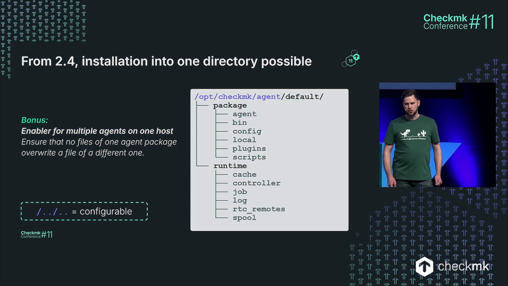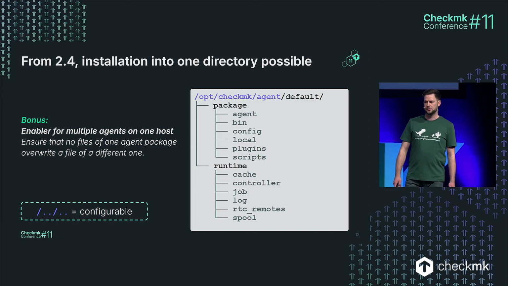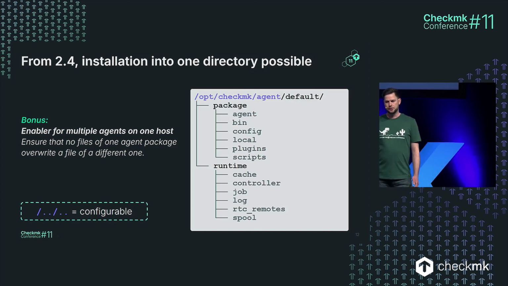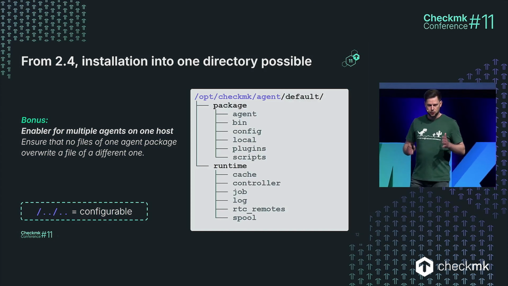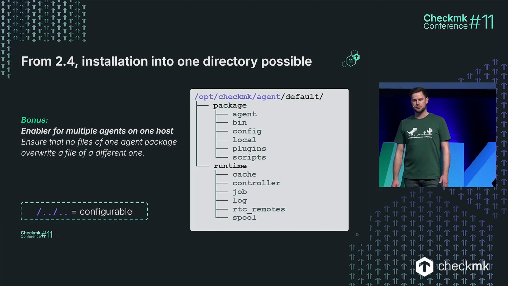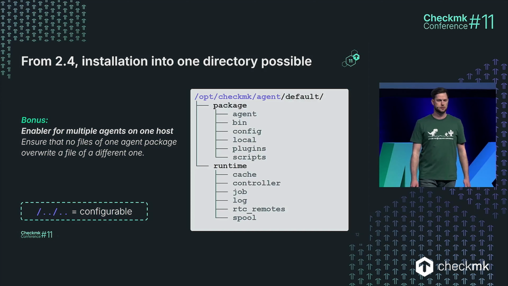We think that this approach is clearly superior to our previous one. But we don't want to force you, so this deployment mode is optional, at least for now, and must be activated via bakery ruleset. Oh, and you may have noticed that there is a default after the actual agent installation path. This is because there is a small bonus that comes with a single directory deployment. It serves as an enabler for installing multiple agent packages on one system. We are not there yet, but we decided to start with a fixed default subfolder to leave future options open.